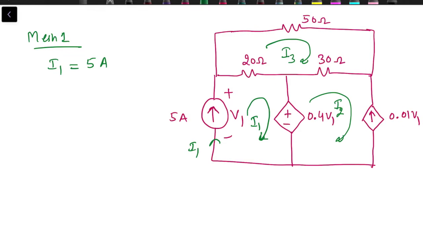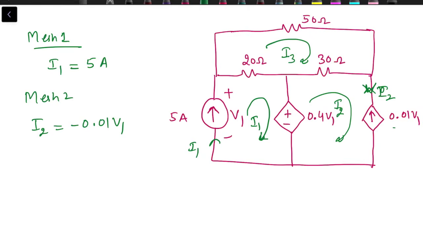If we look at the second mesh, we have another current source, it is a voltage dependent current source. It will supply 0.1 V1 current in upward direction while I2 is in downward direction. So they are opposite. From mesh 2 we get I2 as minus 0.01 V1. So these are the two mesh currents which we get directly.